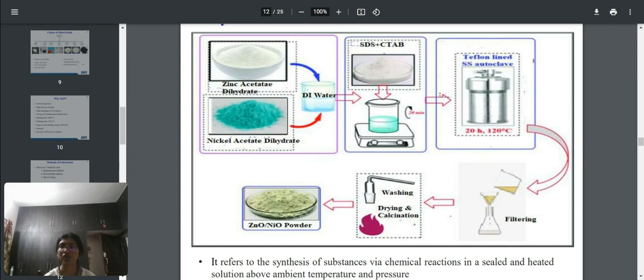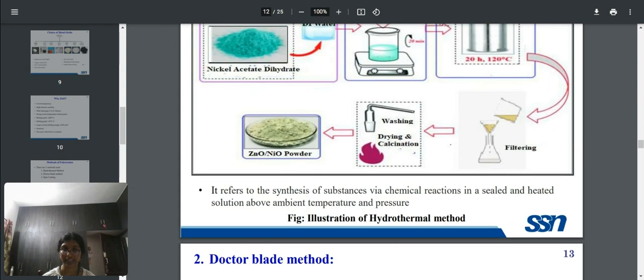Then we filter out the DI water, and the crystals obtained are annealed at 100 degrees Celsius for 24 hours and calcination at 350 degrees Celsius for 2 hours. Then finally, we are getting ZnO-NiO powder by the mortar and pestle method, which is used to make the particles into finer particles. Then alpha terpineol solution is mixed with this powder to obtain a paste-like structure.